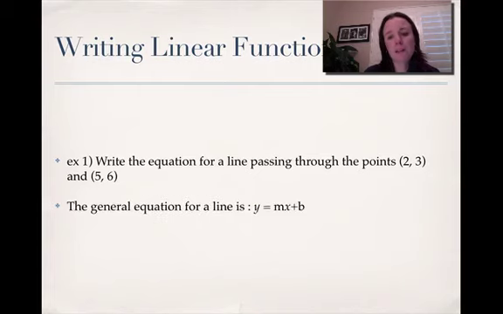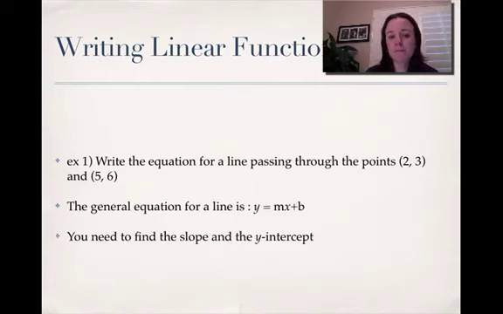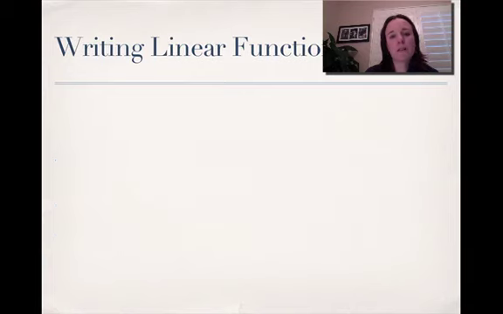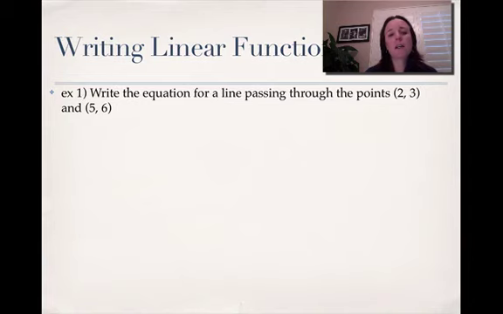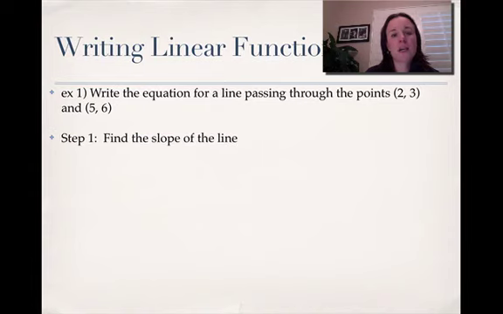The general equation for the line is y equals mx plus b. So we're going to need to find the slope and the y-intercept. All right, let's go. So same problem. We want to find the equation for the line that passes through the points (2, 3) and (5, 6). So we're going to start by finding the slope of the line.